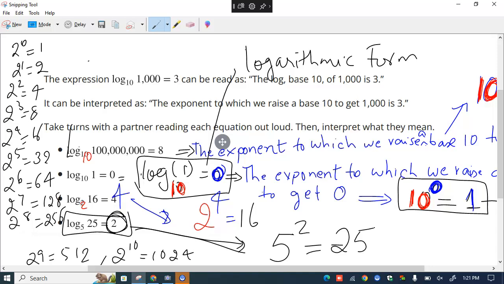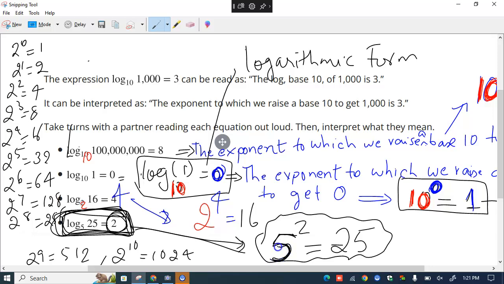So 5 raised to 2 is 25, one in the exponential form and the other in the logarithmic form. And the logarithmic form basically means, how do you interpret it? One last time I'll say this: the exponent to which we raise the base 5 to get 25 is 2. That's all it means. It means 5 multiplies itself 2 times to get 25.